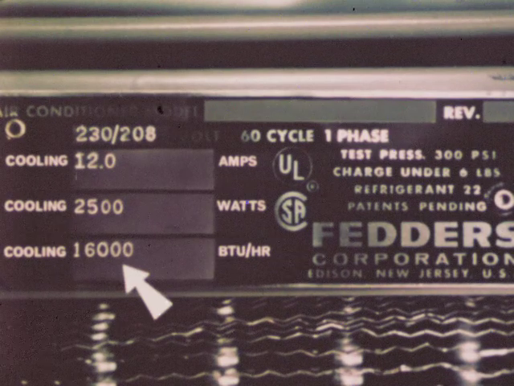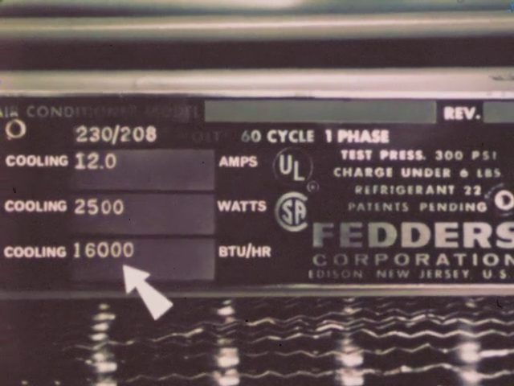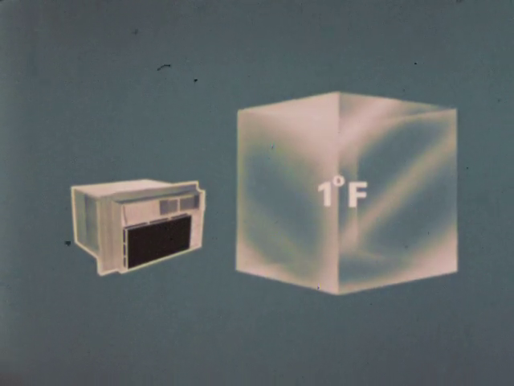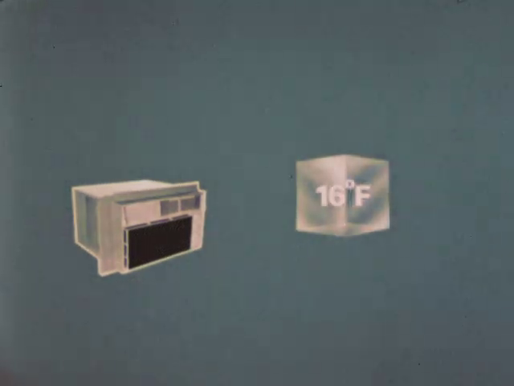In the same manner, we can answer the question about how fast the air conditioner will absorb heat from a room. It's rated at 16,000 BTUs per hour. This means that the air conditioner can absorb enough energy in 1 hour to cool 16,000 pounds of water 1 degree Fahrenheit, or 1,000 pounds of water 16 degrees Fahrenheit.